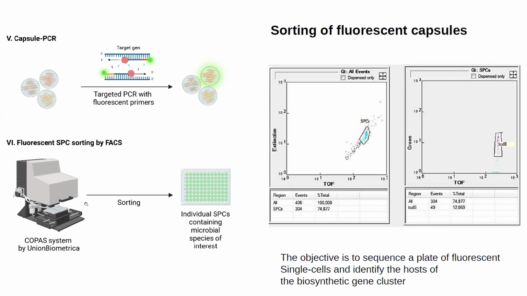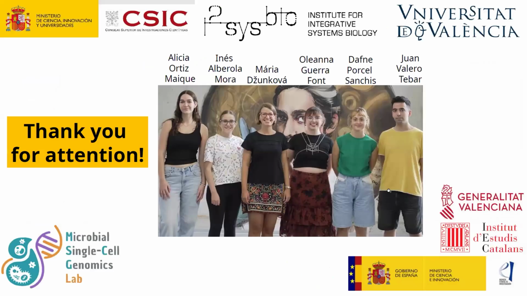And in this plot, you can see how we found the capsules, and then we labeled them fluorescently by PCR, using PCR primers targeting our biosynthetic gene cluster. So we obtained the fluorescence and collected these cells.